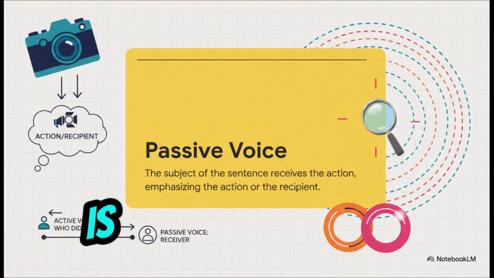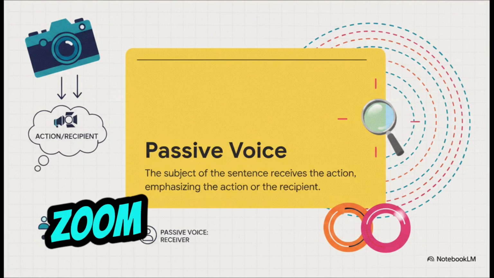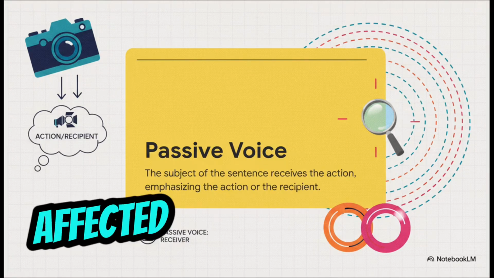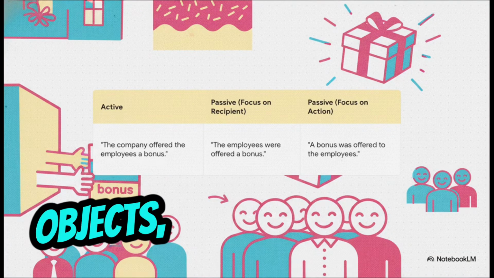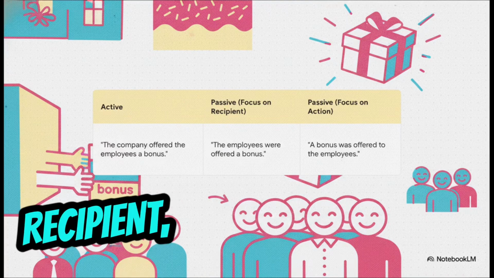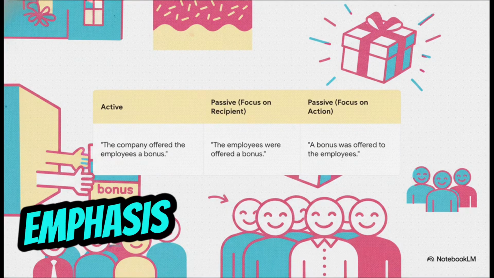Think of it like you're a film director. The active voice is your standard shot. It shows who did what. But the passive voice, that's your zoom lens. It lets you zoom right in, either on the action itself or on the person who is affected by it. And this gets even cooler with verbs that have two objects, like offer. Here, you get a choice. You can put the spotlight on the recipient, the employees were offered a bonus, or you can zoom in on the thing itself, a bonus was offered. See? You are in complete control of where the emphasis goes.